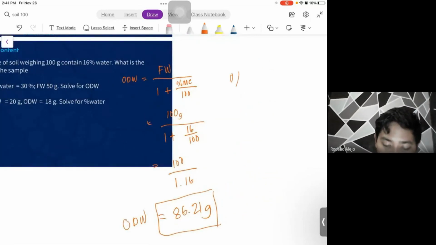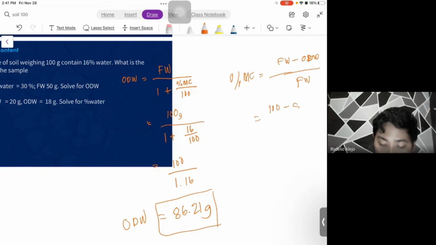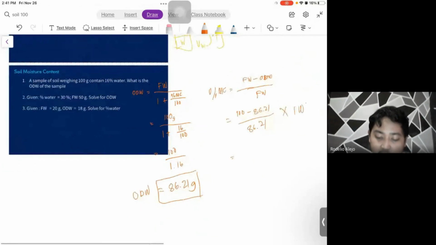Moisture content is equal to fresh weight minus oven dry weight over fresh weight. So, fresh weight natin is 100 minus 86.21 over 100, times 100, so that will be 15.99%, or yung 16% na ito.